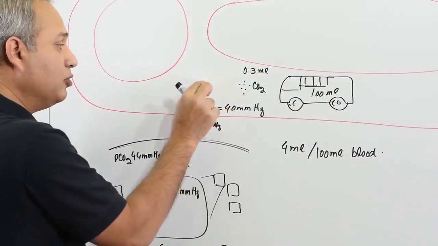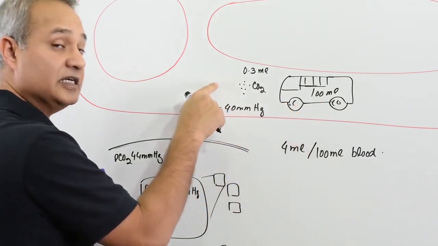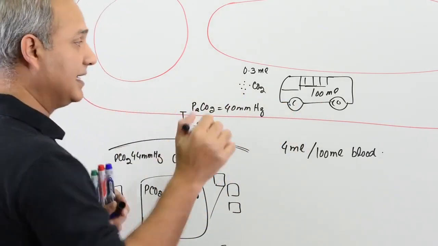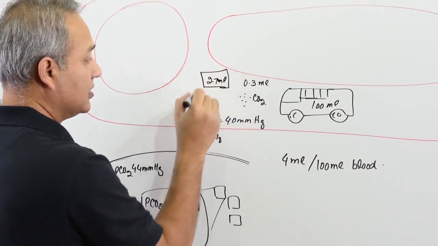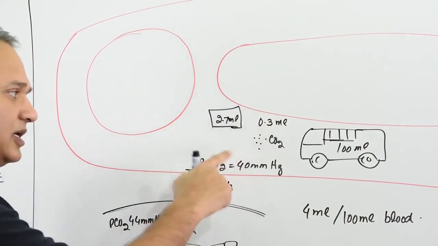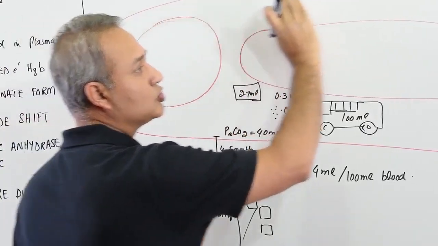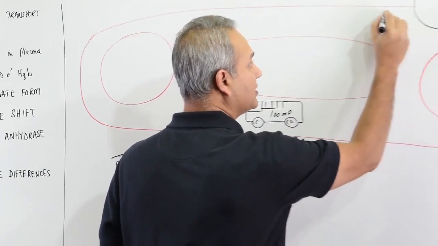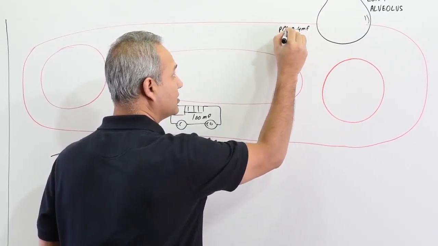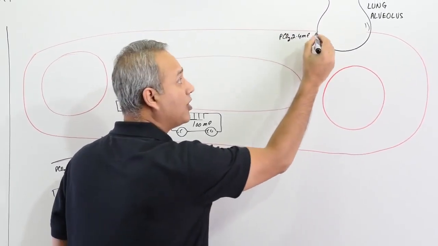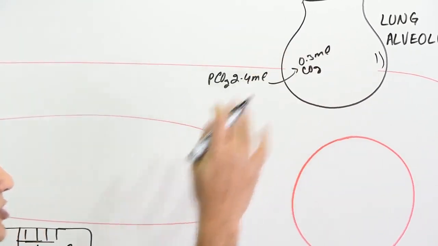If you measure the plasma carbon dioxide here, you would see that in 100 milliliter, dissolved carbon dioxide total is 2.7 milliliters. Now you say, well, doctor, you just said 0.3 milliliter, now you're saying 2.7. Yes, what happens is, if the same plasma goes to the lungs, over here 2.4 milliliter of carbon dioxide stays, and 0.3 milliliter of carbon dioxide is moved out.